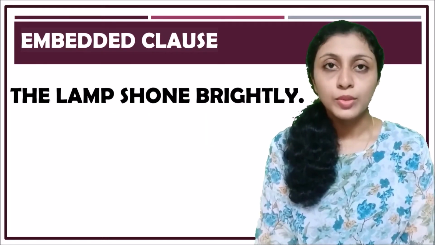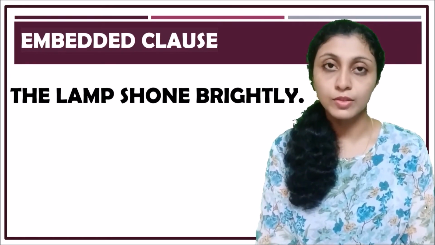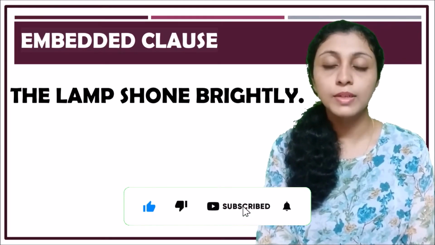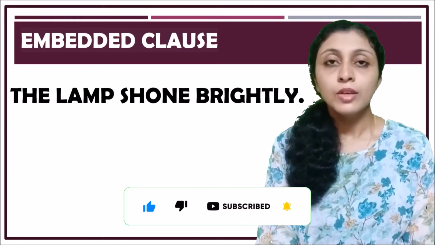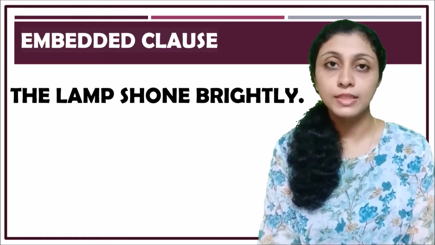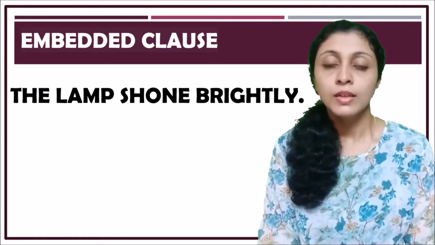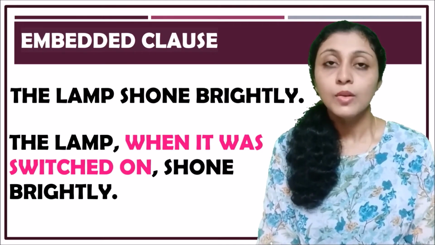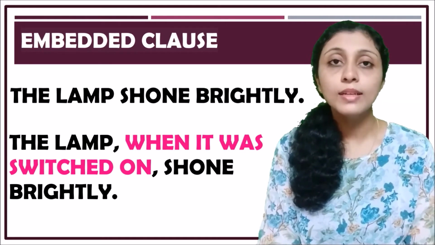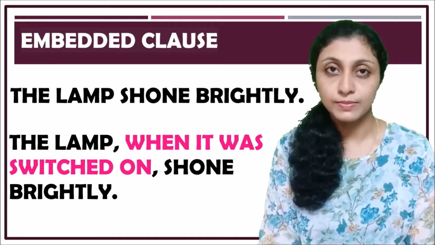The lamp shone brightly. This is an example of a clause. We've got the subject, the lamp, shone is the verb, and brightly is the complement of the sentence. Now that we have got a complete clause, let us give some more detail. To give that detail, we add an embedded clause to this main clause. You can say the lamp, when it was switched on, shone brightly. So here, when it was switched on will be referred to as the embedded clause.